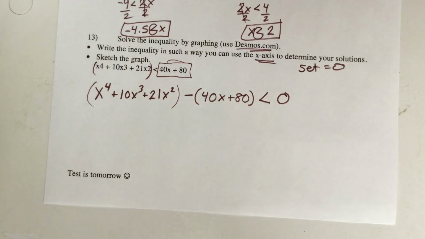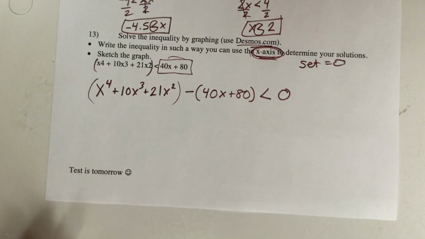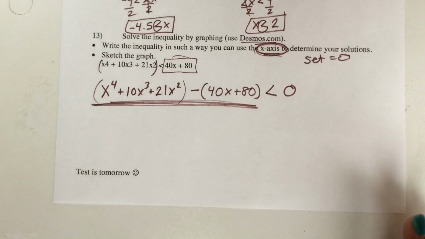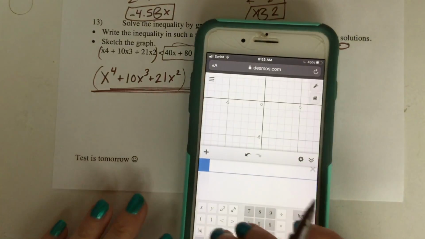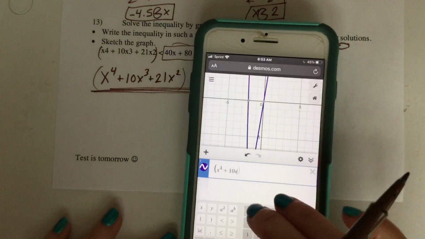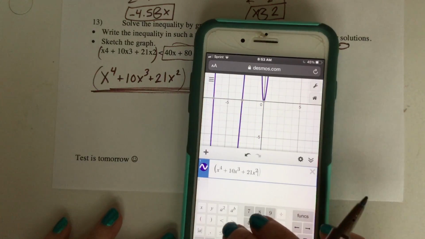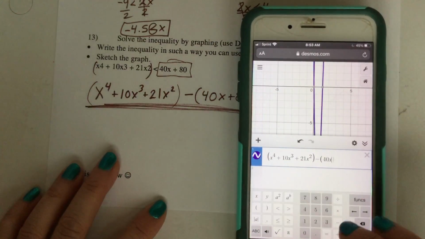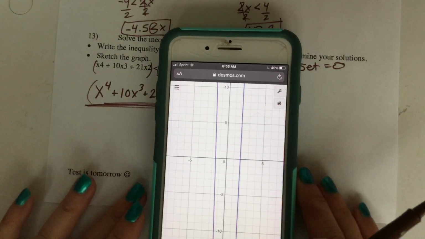And this was the last thing that we did for the chapter. So I take this side, move it over. This is a 0. So what I can do is use the x-axis. Now we graph this. You don't put in your less than or 0. So just like when we were doing 2.1, you don't put in the equal sign. So my first expression, one side was x to the power of 4 plus 10x to the power of 3 plus 21x squared. That was one side. Minus, open a parenthesis, 40x plus 80.